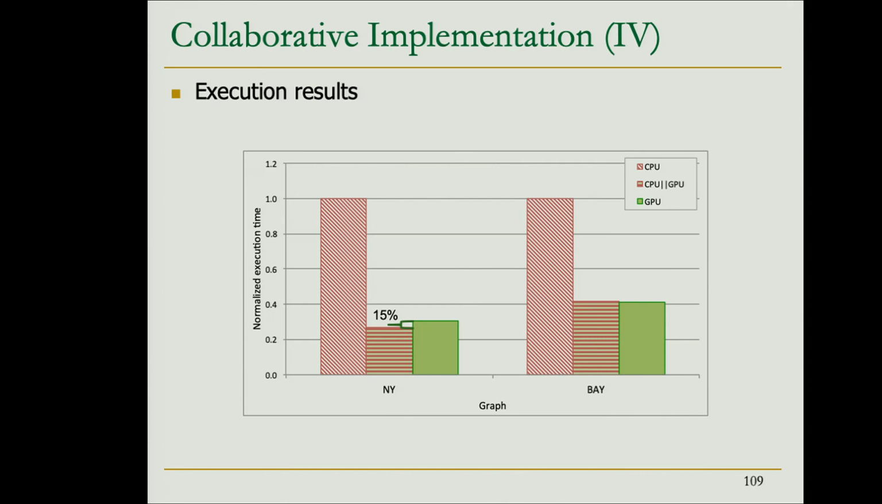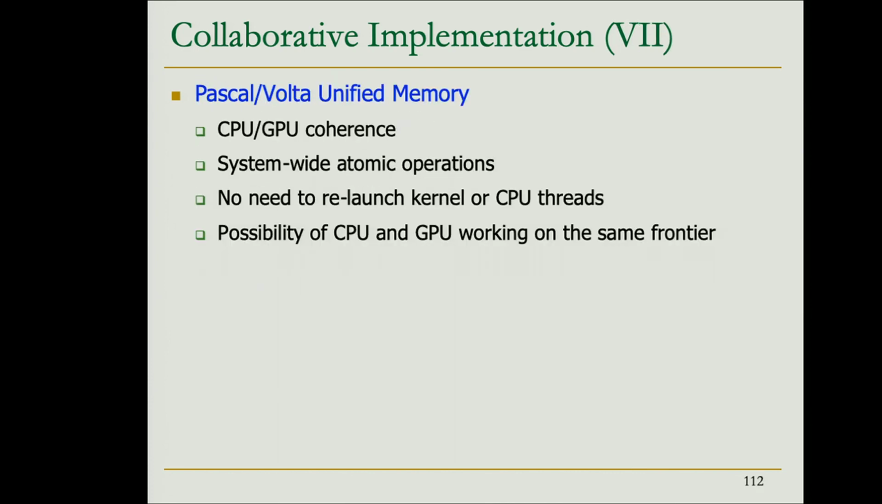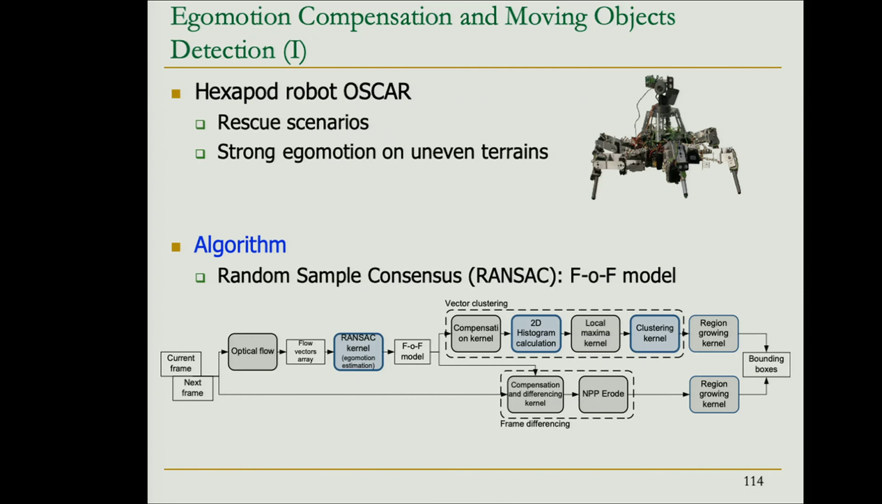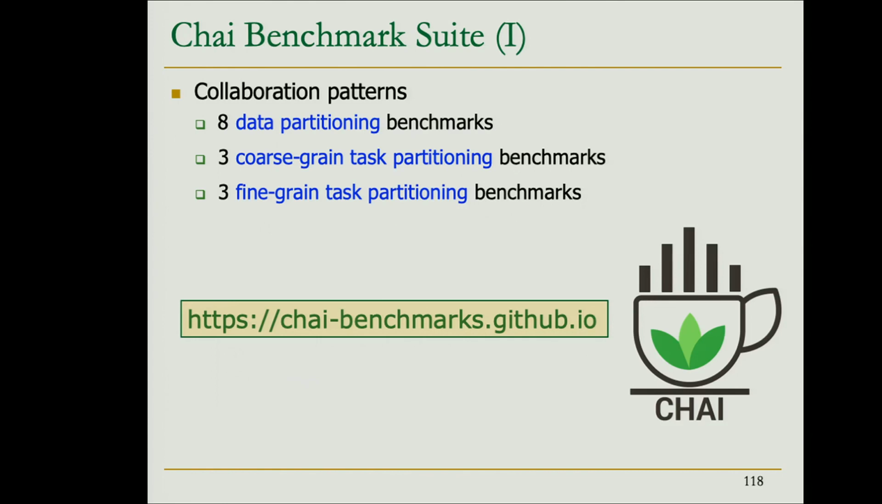In this case, graph processing, breadth first search for this graph of New York roads is a 15% performance improvement. Some sample code. It's a related thing, single source shortest path on the AMD Kaveri, 22% performance improvement. More examples, and this is the thing that I wanted to show you. If you want to take a look at these kinds of collaborative patterns, you can access this Chai benchmark suite where you will find many of these patterns and different ways of using these new programming features.